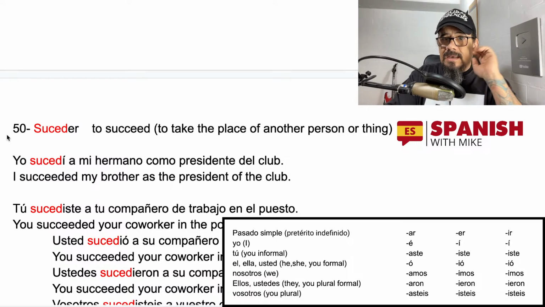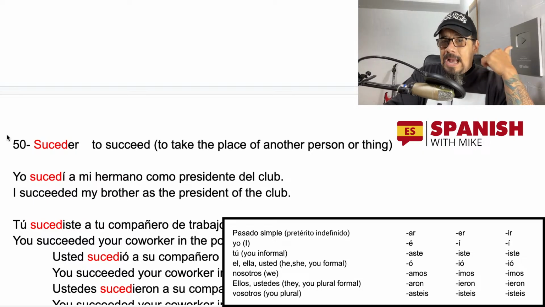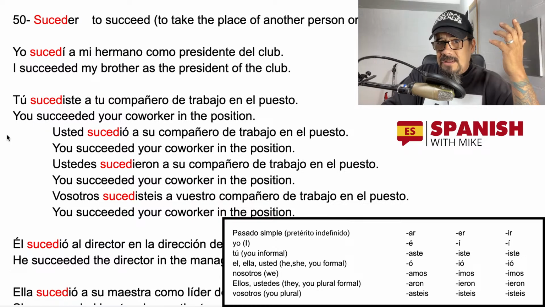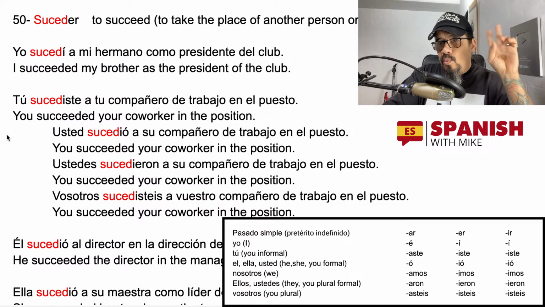Succeed. To succeed. Suceder. Remember, with this verb, in Spanish, we can understand that as to happen or as to take the place of another person or thing. If we are going to translate the verb suceder, to succeed, as to take the place of another person or thing, this is the conjugation in the simple past, pretérito indefinido. These sentences may not make too much sense, but nonetheless, the idea is for you to understand and practice the conjugation of the verb itself, despite how weird those sentences can be.